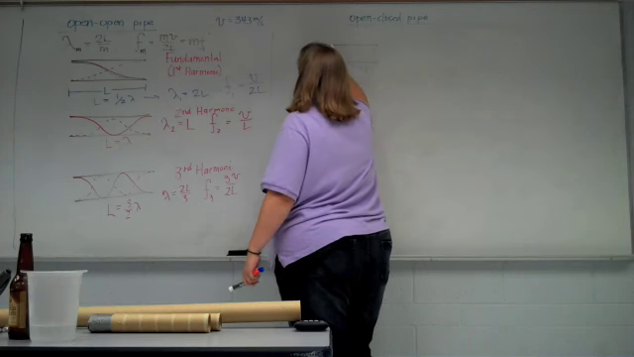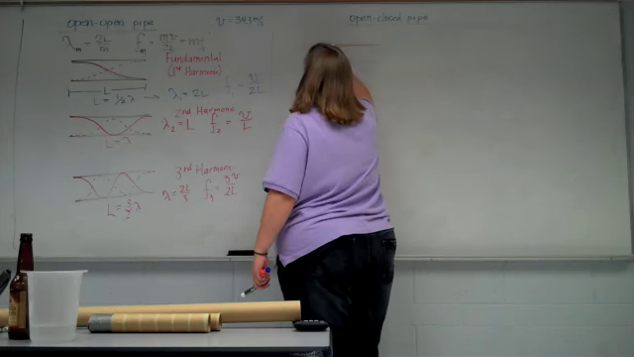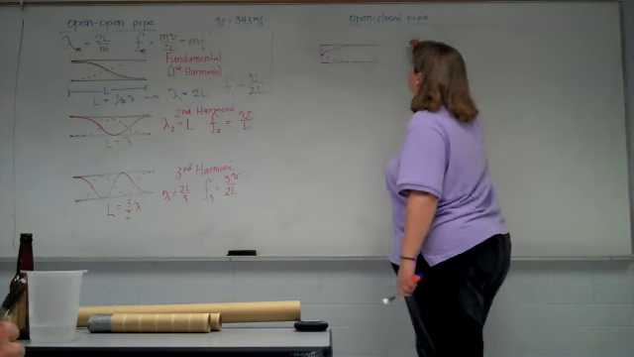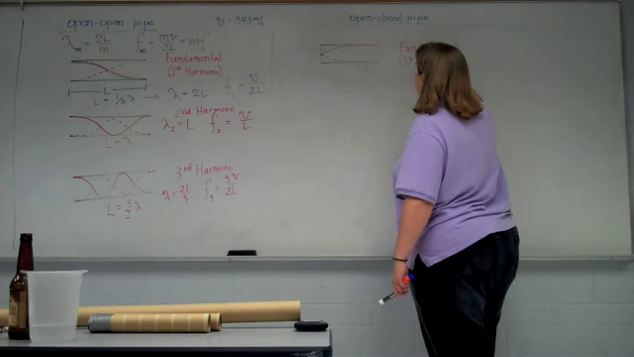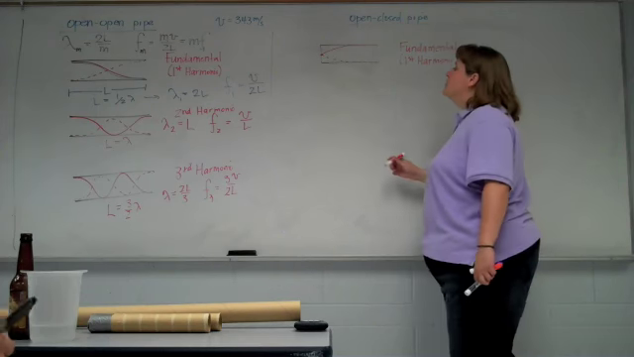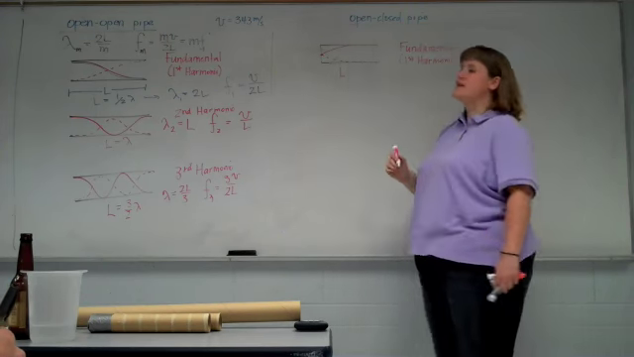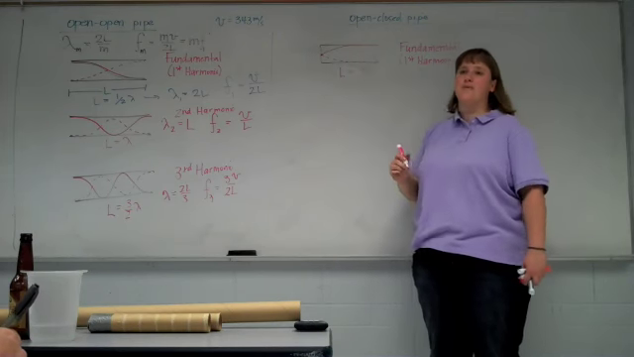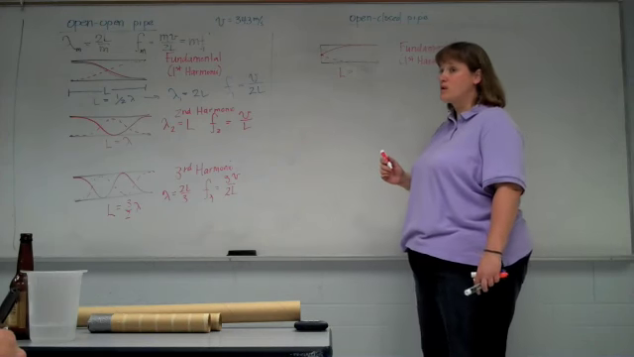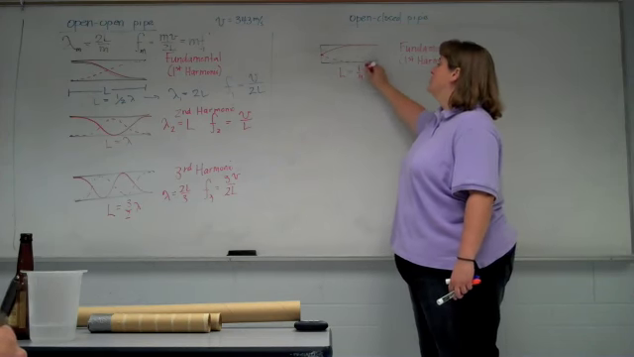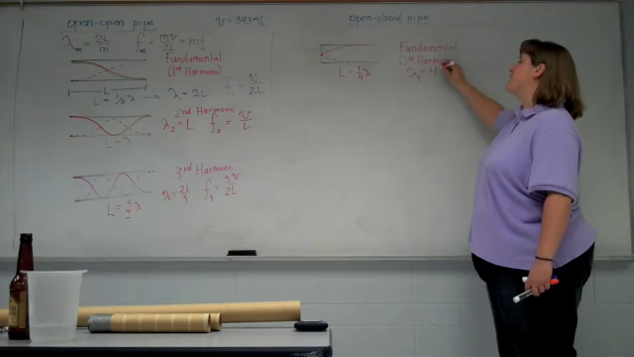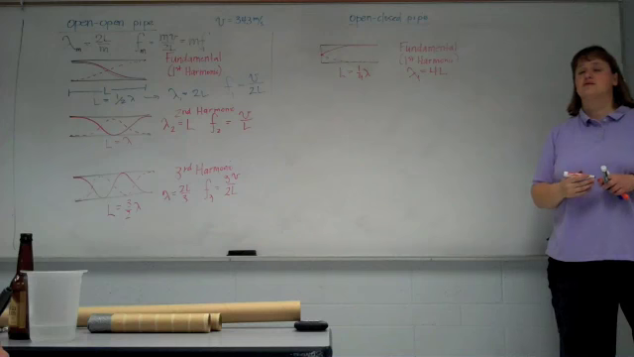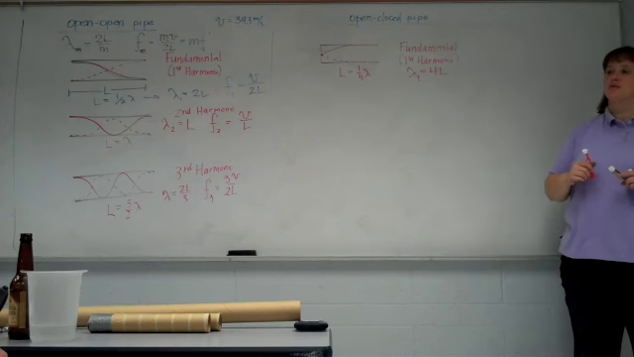So the simplest pattern we get here looks like that. It's still called the fundamental, or the first harmonic. But now, how much of a wave is showing? If we start at the left and go to the right, how much of a wave is that? It's only a quarter. So lambda 1, the wavelength of the fundamental, is 4L. It's twice as big as if the pipe was open at both ends.